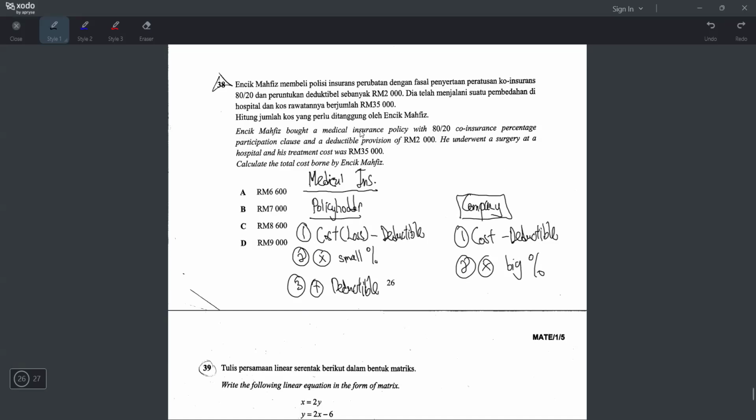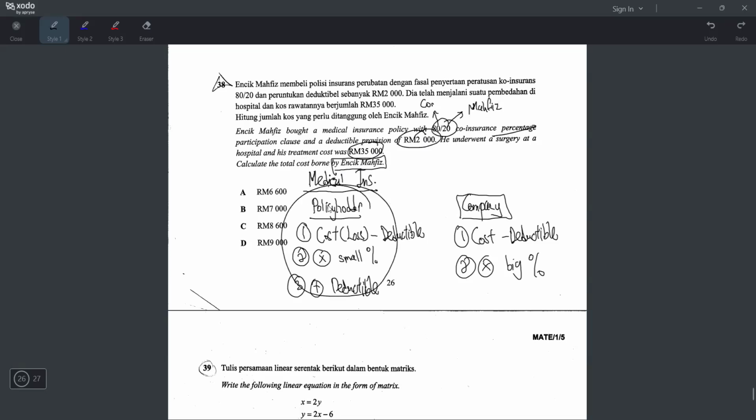Encik Mafis bought a medical insurance policy with 80-20. So the big percentage is the company. The small percentage is the policyholder. In this case, his name is Mafis. Okay, and then they say participation clause and the deductible 2,000. He underwent surgery at the hospital and the cost was 35,000. So this is the medical bill, or you can say the loss, the kerugian. Calculate the total cost borne by Encik Mafis. So they want to find the cost that Encik Mafis has to bear.